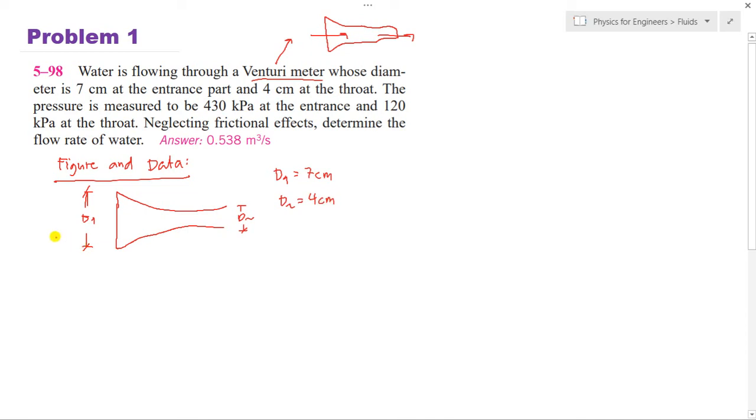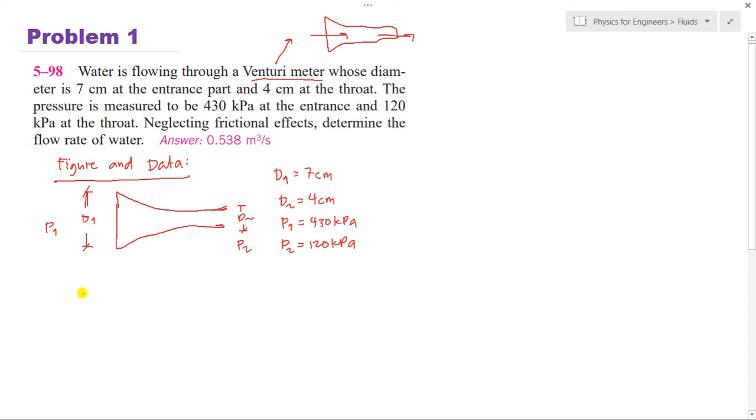And then the pressure here is P1, and also P2 is the pressure here. P1 is equal to 430 kPa, and at point 2 it is 120 kPa, meaning it is smaller. Why is it smaller? Because the speed is higher, since it is constricted. Okay? Then what else? So that's all.